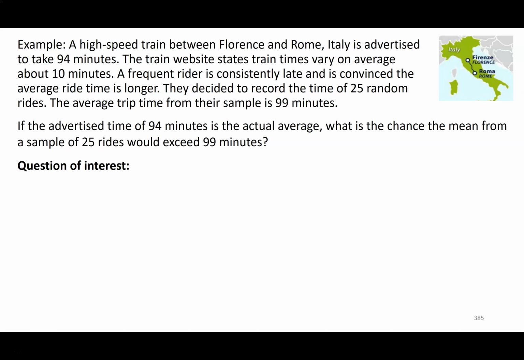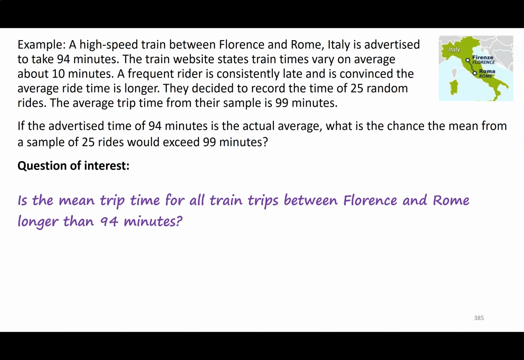Our question of interest. So remember, for a hypothesis test, this should be in the form of a yes-no question. So my question of interest is the mean or average. It's okay to put average as well. Trip time. So that right there is my variable of interest. For all train trips between Florence and Rome, probably with this particular company, but I don't know how many companies are using that railroad. And then here's the part that really gets at the alternative, longer than 94 minutes. So is the mean trip time for all train trips between Florence and Rome longer than 94 minutes?